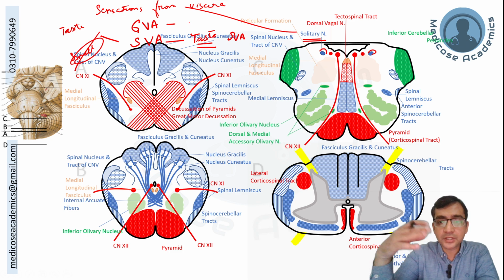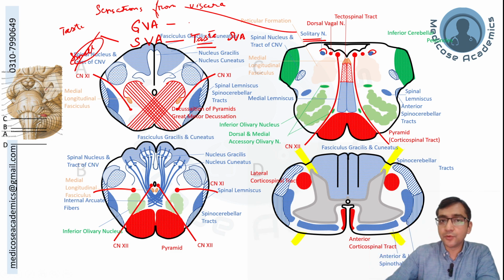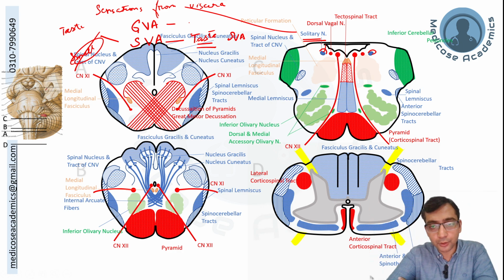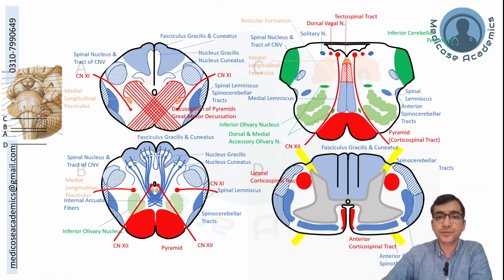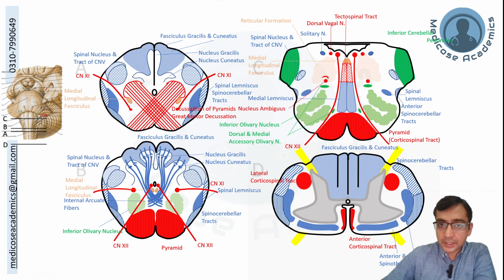And from the solitary nucleus, after relaying, the fibers will move up through the solitary tract and reach the ventroposterior nucleus of the thalamus and so on. So that is about the solitary nucleus. Then there is a very important nucleus. This is the nucleus ambiguus. Here is the nucleus ambiguus.